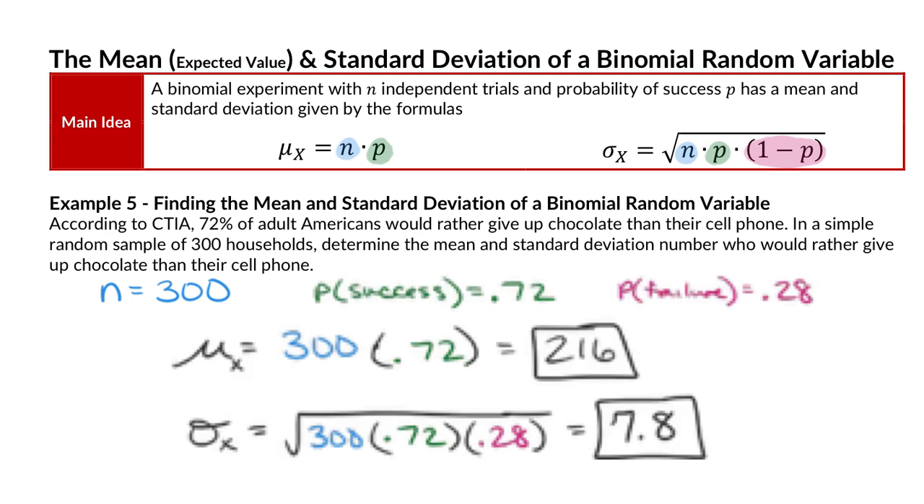So finding mu and sigma, the mean and the standard deviation, is significantly easier, in my opinion, when we have a binomial random variable, if we know the probability of success, the probability of failure, and the number of trials for that experiment.